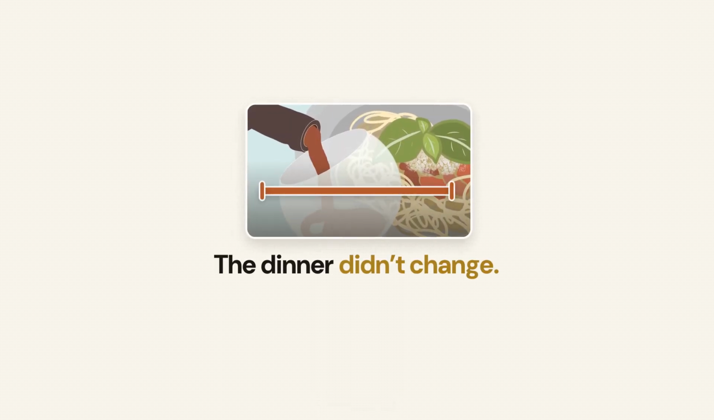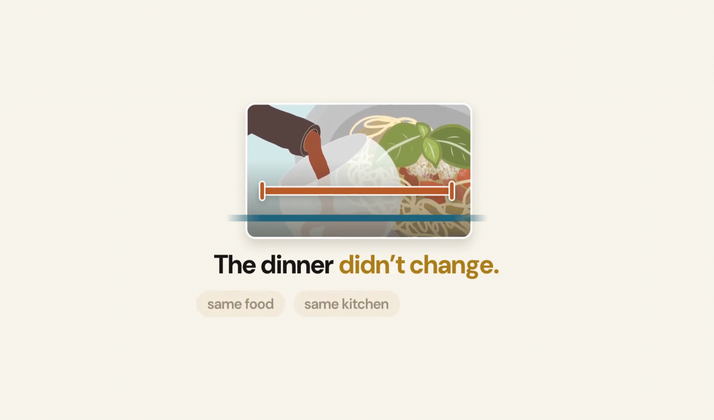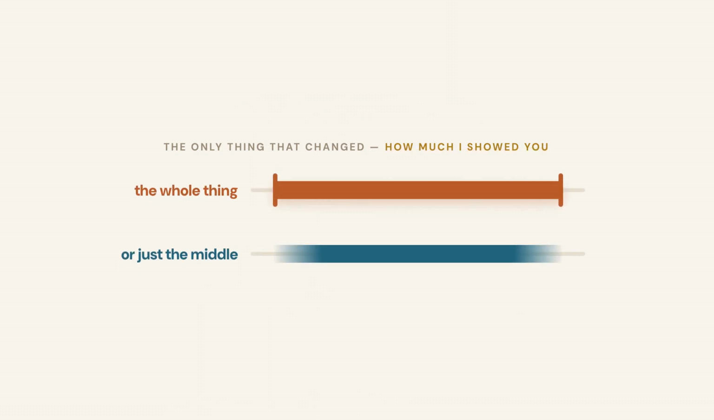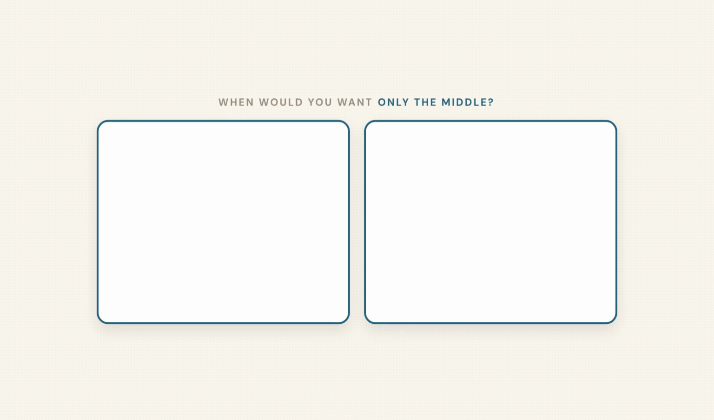And here's the important part. The dinner didn't change. Same food, same kitchen, same evening. The only thing that changed is how much of it I showed you. The whole thing, or just the middle. So when would you ever want to give someone only the middle? It is in two situations.